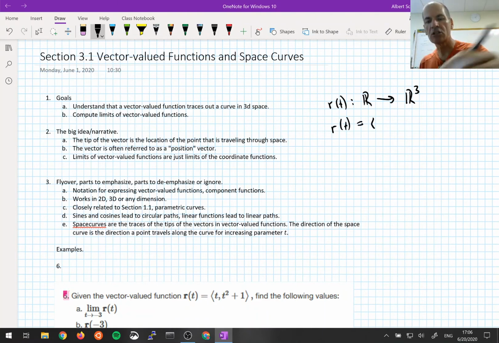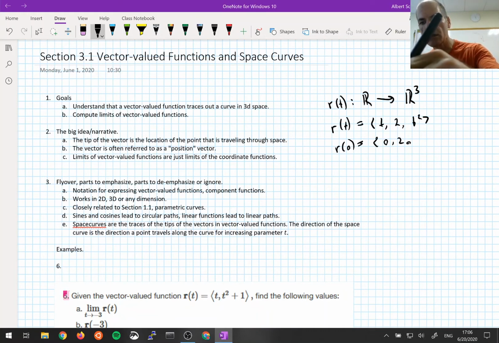An example of a function that takes in a single real number in vector notation might be something like t, 2, and t squared. And if I look at, for example, r of 0, the way that I calculate that is just plug in 0 everywhere I see a t, and what I get is 0, 2, 0. It's not super important that we focus on this particular function. The point is that it takes in a single number t, and it produces a string of numbers, a vector, in this case a three-dimensional vector.